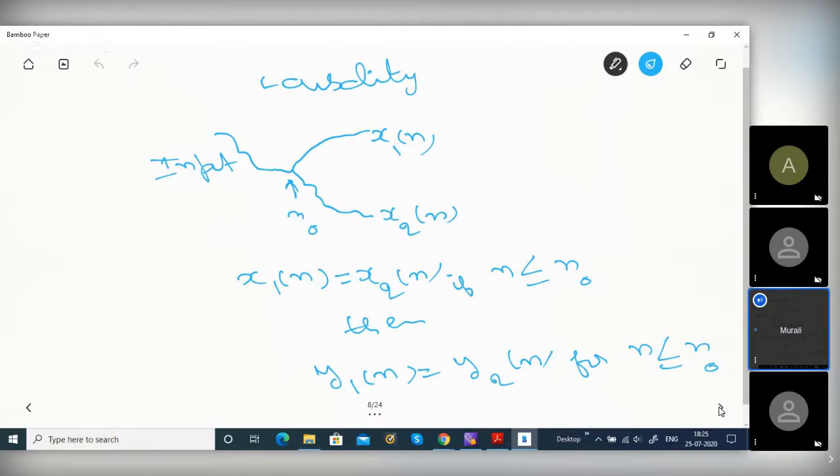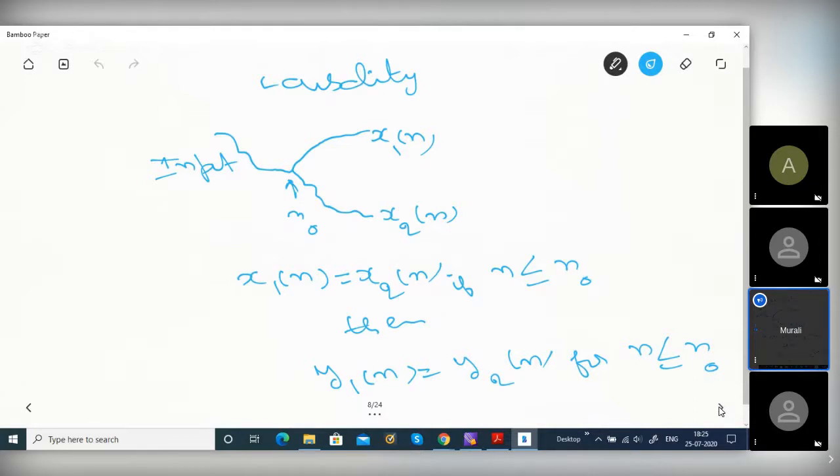But suppose tomorrow I am going to eat bad food. Will it affect my health today? No, sir. Because the system is causal. The response depends on the past also. For example, today I have bad food, it may not affect me immediately, it may affect me after one day. Tomorrow I may fall sick.